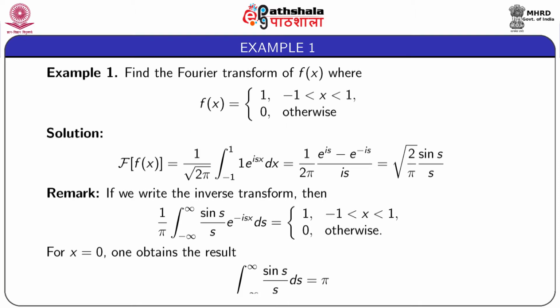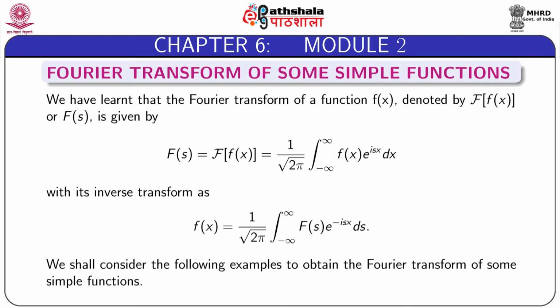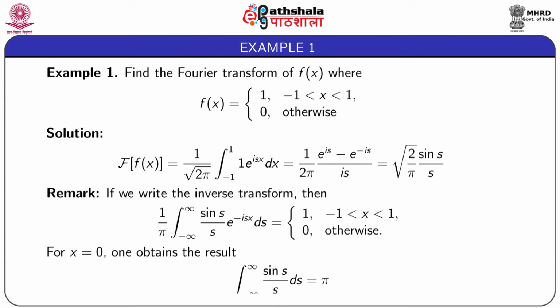The Fourier transform of small f(x), denoted by curl f of f(x), is equal to 1 by root over 2 pi integral minus 1 to plus 1 of e to the power I s x dx. Here Fourier transform we have defined in this way. So, f(x) you can see is non-zero in the interval minus 1 to plus 1.